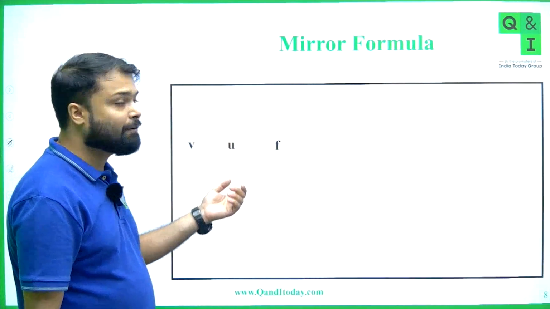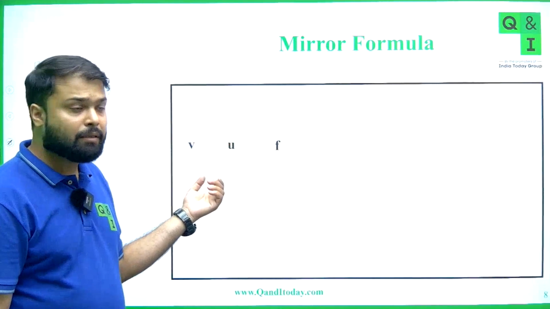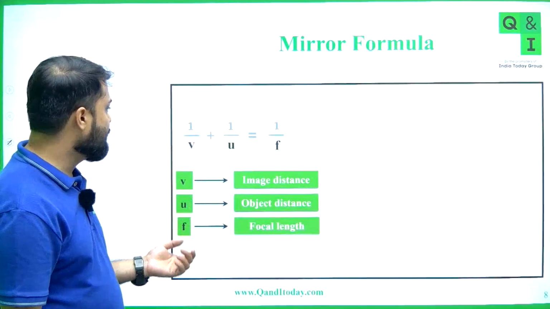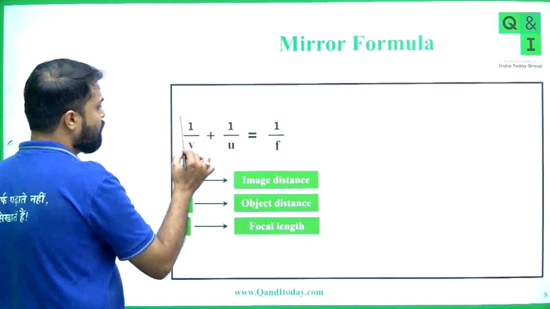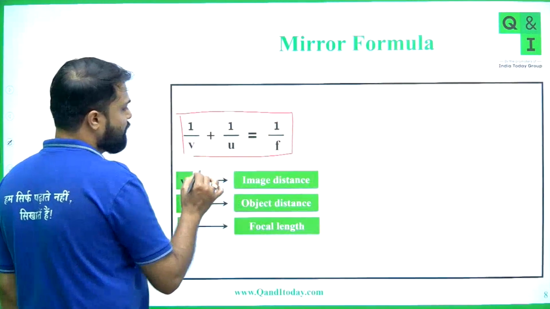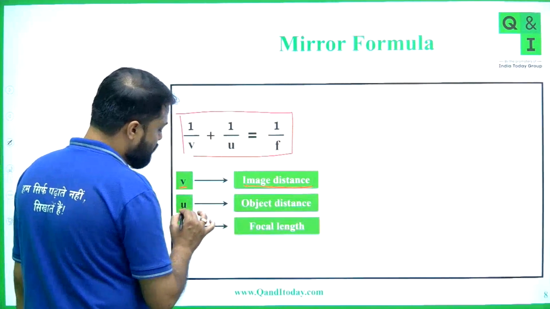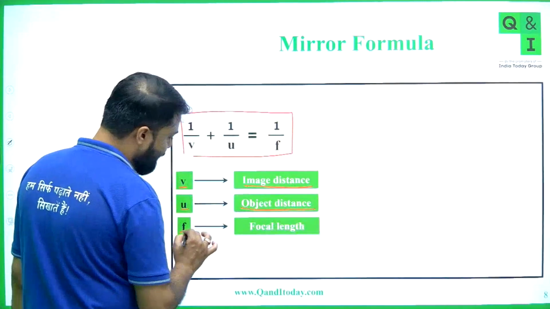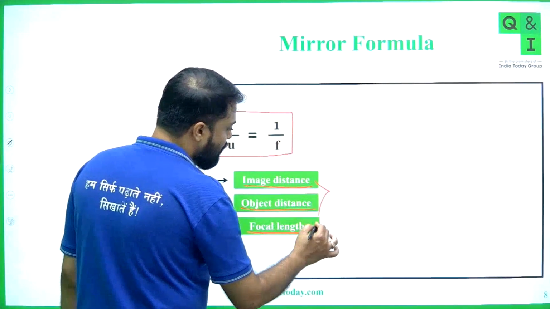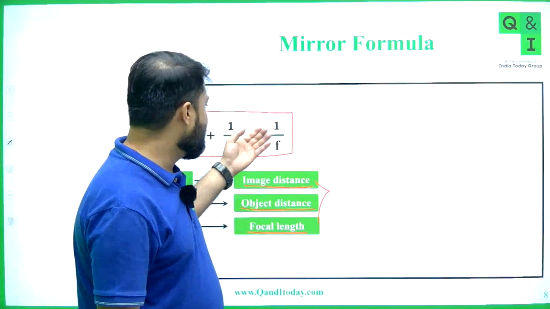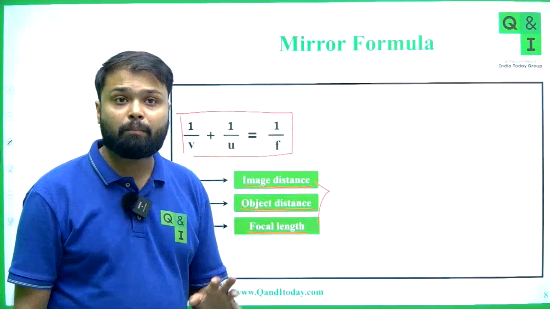So V, U and F. What is the relation between V, U and F? That 1 by V plus 1 by U is equals to 1 by F. Okay, so this is our mirror formula, where V is the image distance, U is the object distance, and F is the focal length. And these are all measured with respect to the pole.